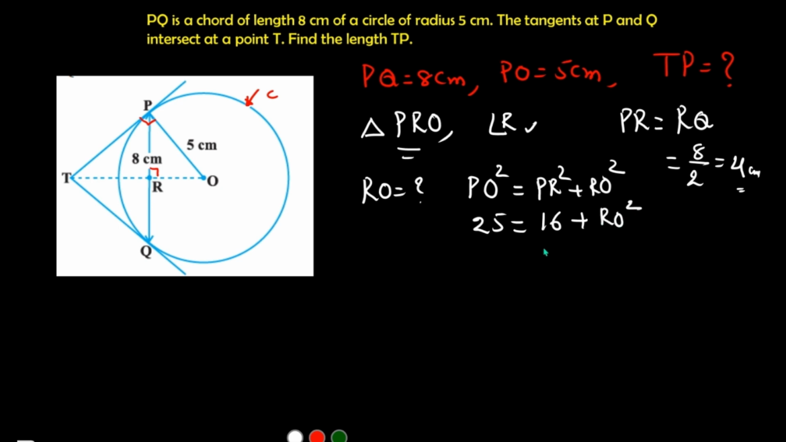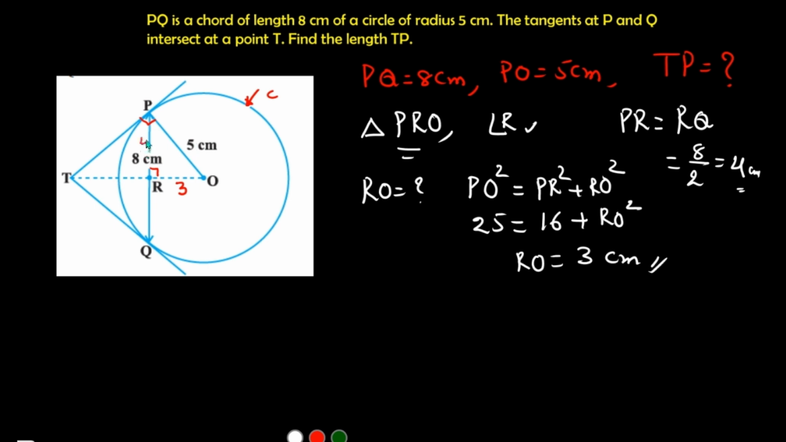RO square. If you work out RO here, 25 minus 16 comes to 9, and the square root of it is 3 centimeters. So RO is 3 centimeters. So we know RO now. I'm just writing here, RO is 3. Now see clearly here. Now in this triangle, we know all the sides.